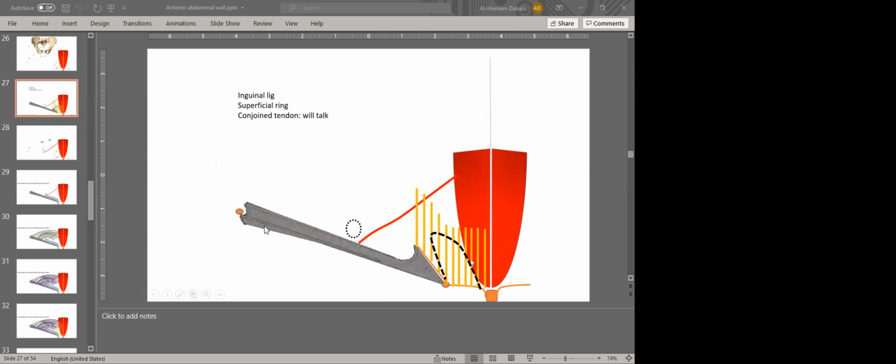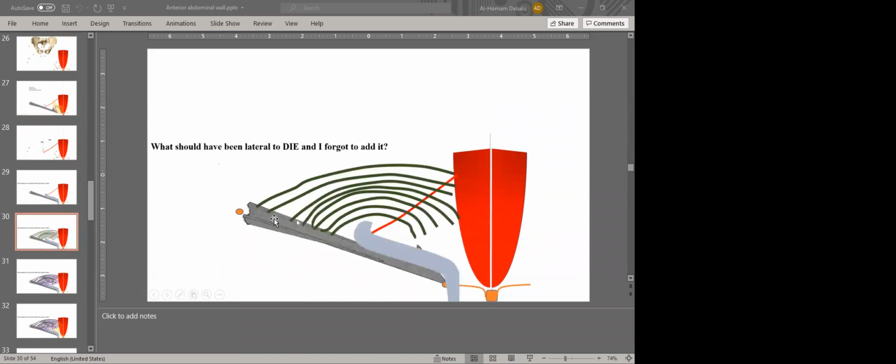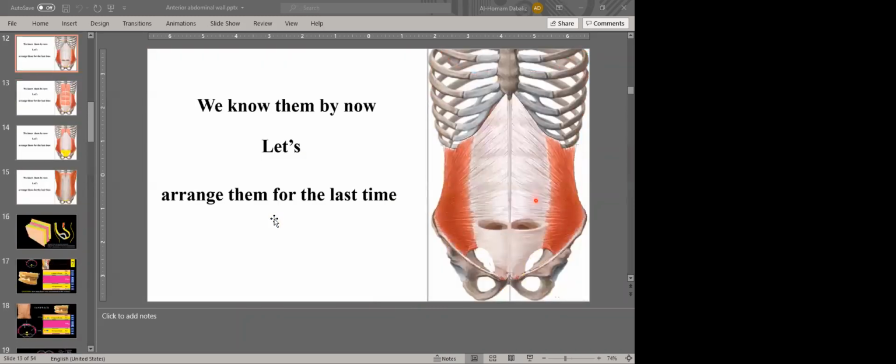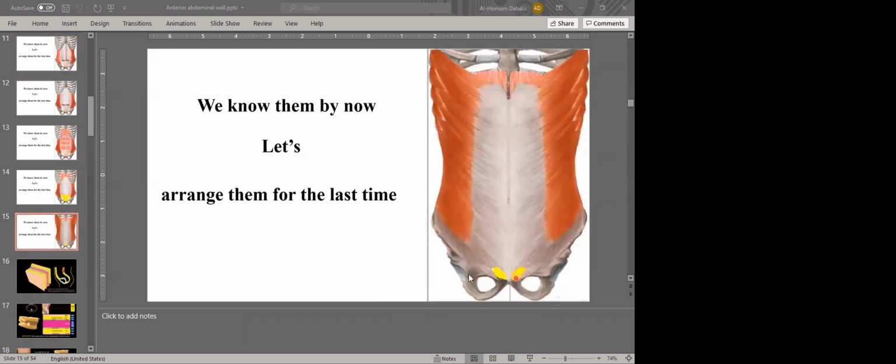I still didn't start the inguinal ligament. Relax. I didn't even talk about it yet. Let's go with the inguinal ligament. Bismillah. So what's our inguinal ligament? Now let's talk about how this inguinal ligament is formed, because the inguinal ligament is very unique among other ligaments. It's not simply a fibrous structure going from one side to the next.